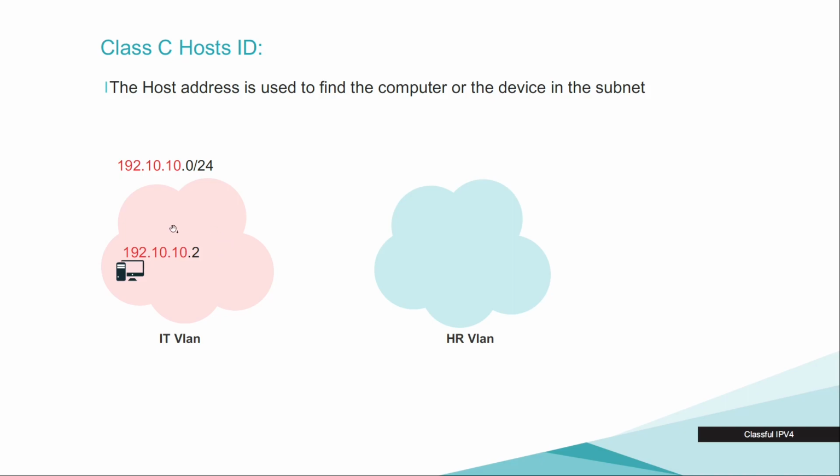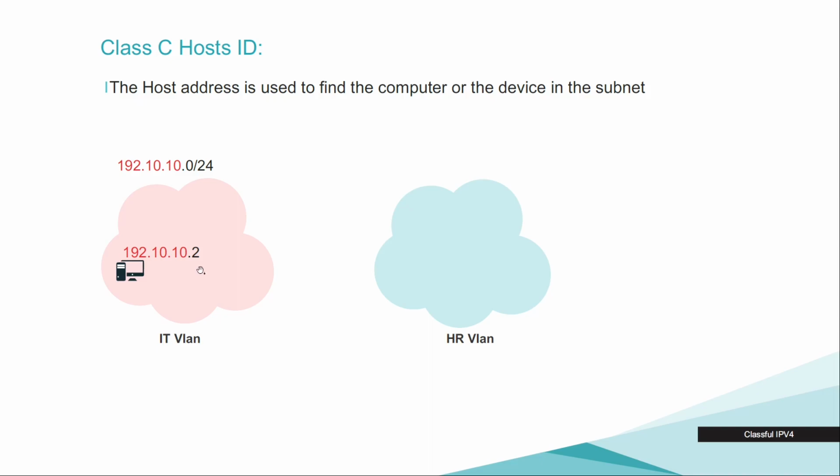So right now, if you are a network engineer and you work in a company and they have an IT VLAN similar to our example, and the IT VLAN has the subnetwork 192.10.10.0/24, and your PC has the IP address 192.10.10.2, you can also identify your IP address like this.